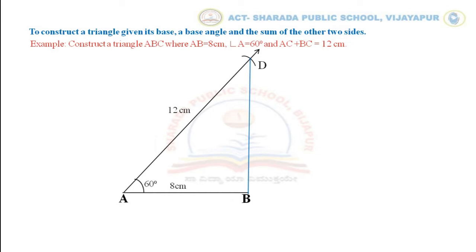Now we have to draw the perpendicular bisector for the side BD. So keeping the compass at B, with more than half of the length of BD, we cut two arcs on either side of the BD. Then, without changing the length of the compass, keeping it at D, we cut these two arcs. Then join the two points, and these two points touch the line AD at this point. This is the point C, and we join BC.